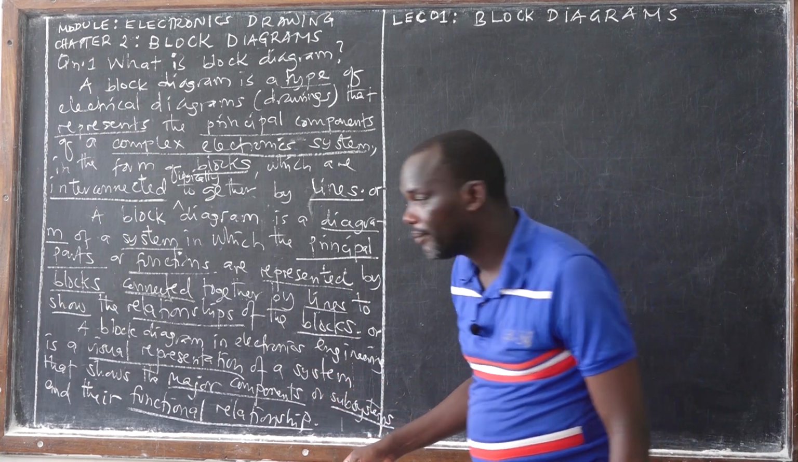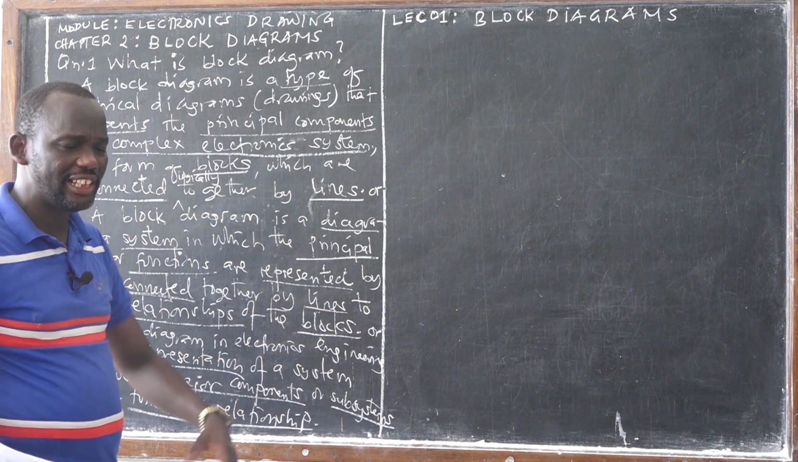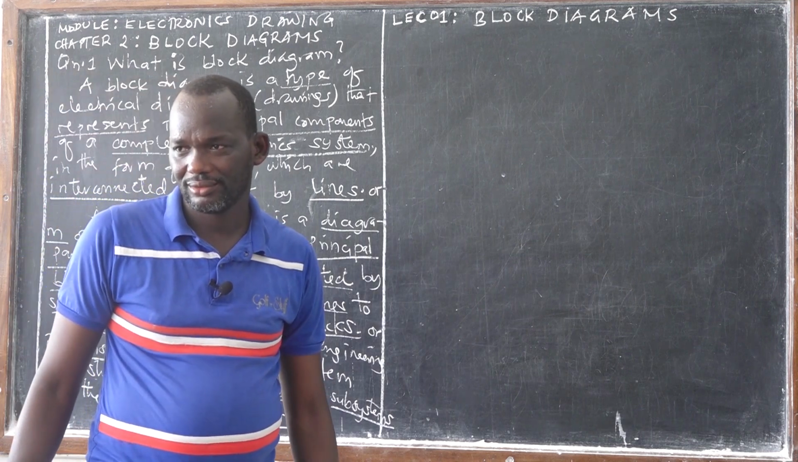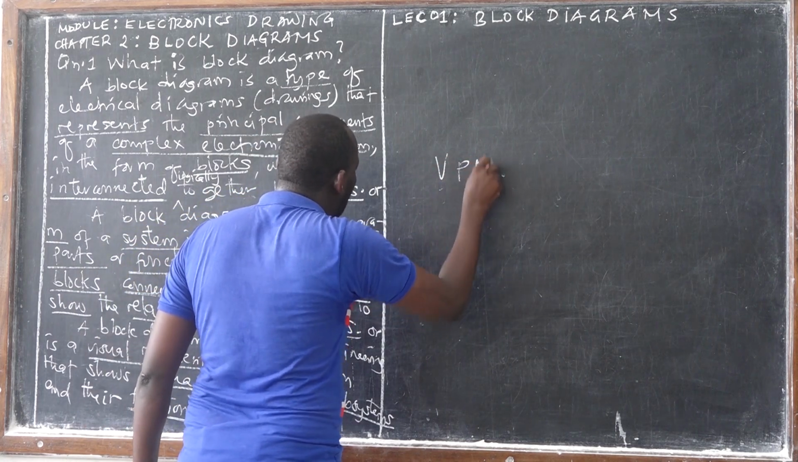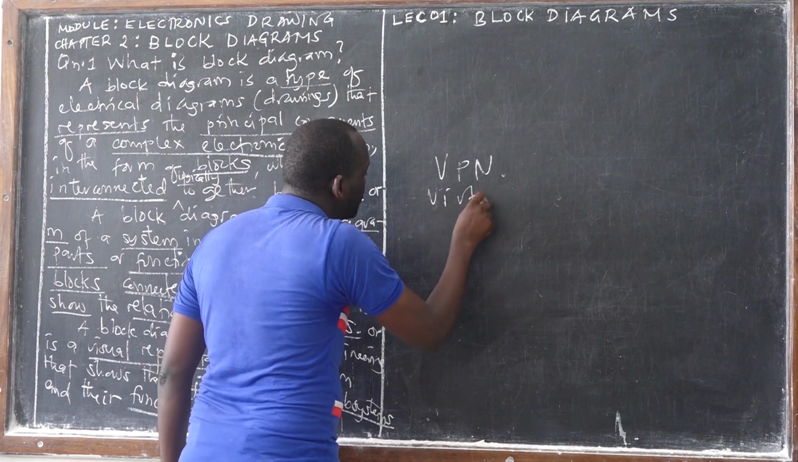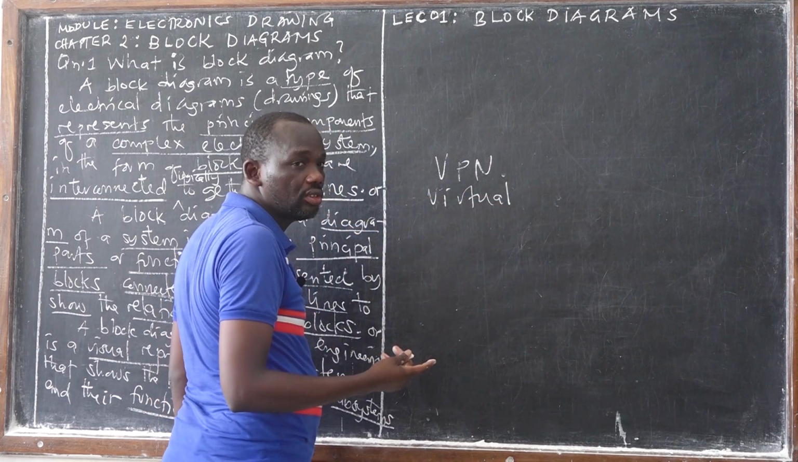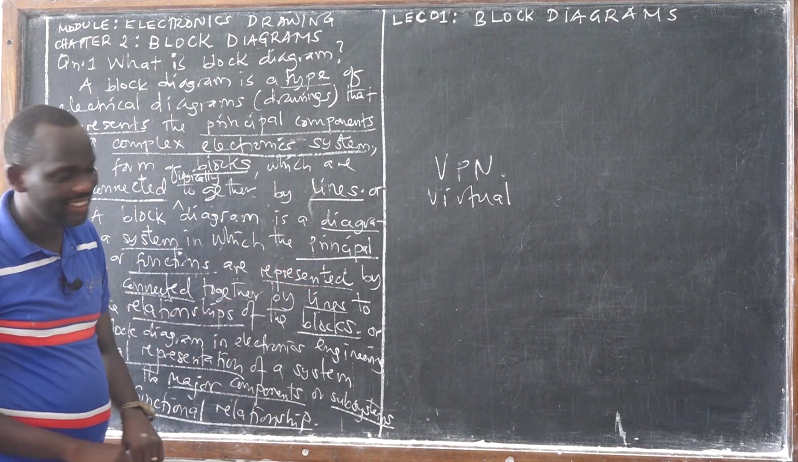Are we together? So in the third definition, the author said that a block diagram in electronics engineering is a visual representation. Say visual representation. What is the meaning of visual representation? There is virtual and there is visual. I think students like to use a VPN, a virtual private network. That is virtual, and this is visual. So the difference is clear.